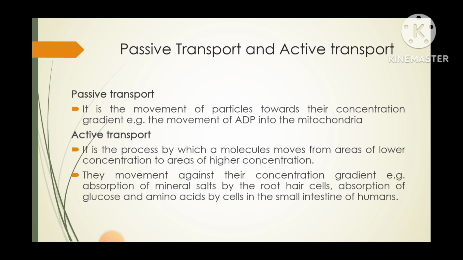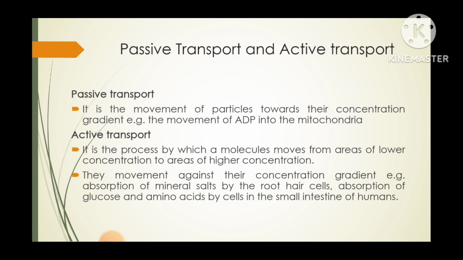So when we talk about passive transport, we are talking about the movement of particles down their concentration gradient. That means when particles move from a region of high concentration to a region of low concentration, they are moving down their concentration gradient. An example is the movement of ADP, that's adenosine diphosphate, into the mitochondria.